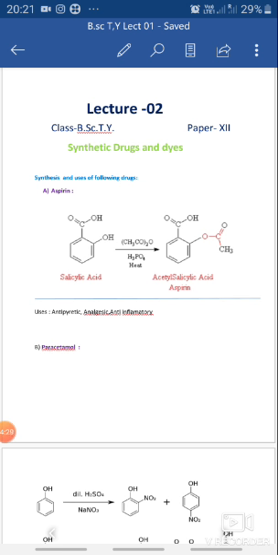Then in which cases can this aspirin be used? This aspirin is used as analgesic, antipyretic and anti-inflammatory agent. It means when we are suffering from fever or headache or any body pain, and if we have inflammation in our body, at that time we can take this aspirin. All these were the uses of aspirin. Then the next is paracetamol.